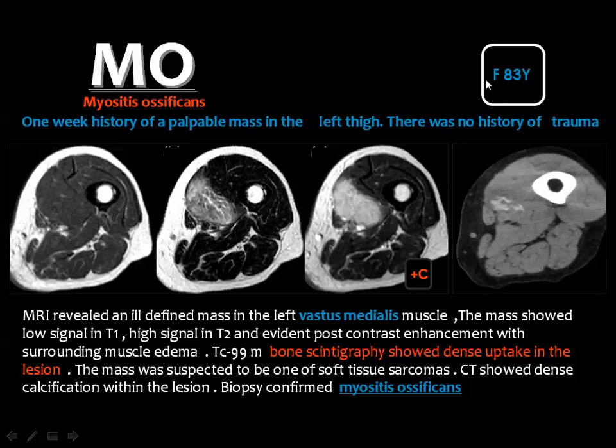Then it is easy to diagnose this by CT as heterotopic calcification or ossification within the muscle. This is a female patient, 83 years old, with 1 week history of palpable mass in the thigh. There was no history of trauma. And you see the lesion is of low signal in the T1, high signal in the T2, significant post-contrast enhancement, and also bone scintigraphy, which is not shown here, showed dense uptake in the lesion. The mass was suspected to be one of the soft tissue sarcomas, and the CT showed dense calcification. Biopsy confirmed the diagnosis of myositis ossificans.